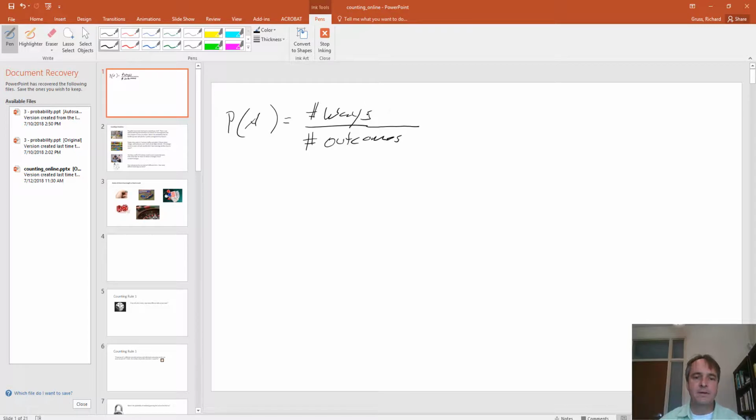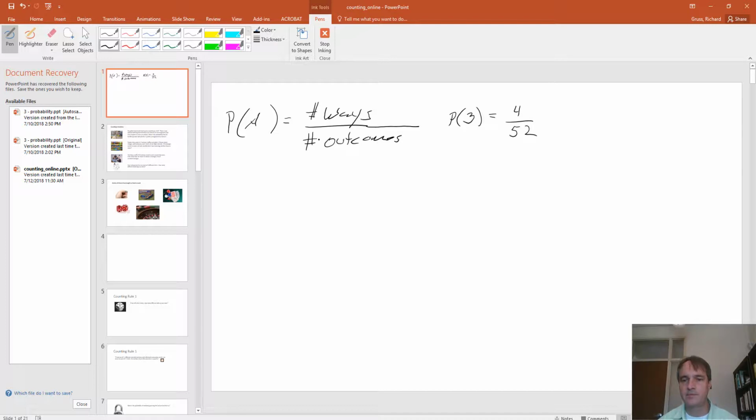But the problem here is that these are not always easy to calculate. In a lot of cases they are. For example, in the example we looked at in the probability video, we were just interested in the probability of drawing a 3. So the probability of a 3 from a 52 card deck is going to be the number of ways of drawing a 3, which is just 4, divided by the total number of outcomes that we could have had, which is 52.